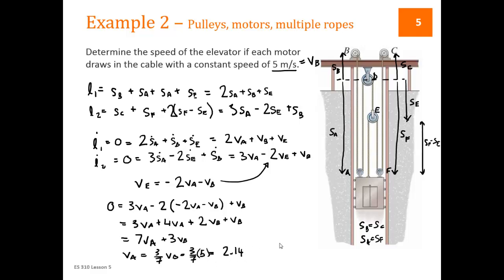2.14. The units are meters per second, and the direction is upwards, right? Because the motors pull up, the elevator goes up. All right, so our answer is 2.14 meters per second.